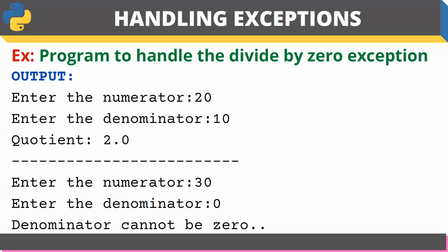And this is the output. We will get two types of output. If the numerator is 20 and the denominator is 10, it will execute only the try block. It does not go for executing the except block. It will simply display the quotient 2.0. In the second example, the numerator is 30 and the denominator is 0. Here it finds the division by 0 error and goes to check the except block. In the except block we have already written ZeroDivisionError, so it will display: denominator cannot be 0.